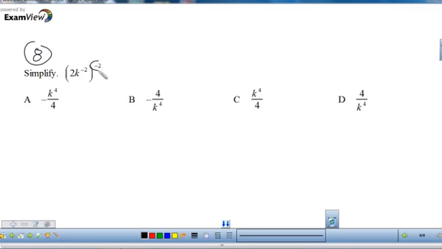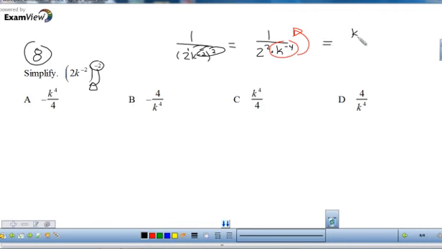Okay. Since we're dealing with the negative exponent, first thing we're going to do is move everything to the bottom. Since we have a power to a power, you can distribute to both. Remember that 2 has an invisible 1. And negative 2 times positive 2 is negative 4. Then we're going to move the negative exponent to the top. So we have k to the 4th over 4.